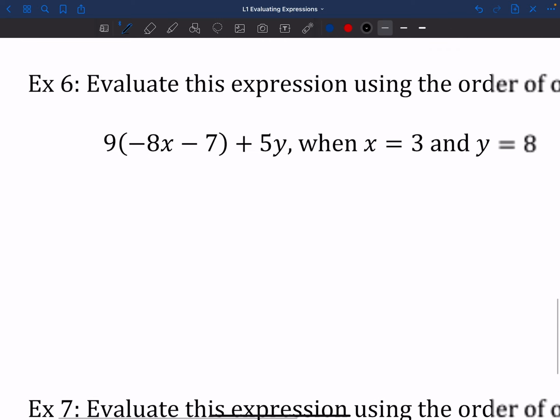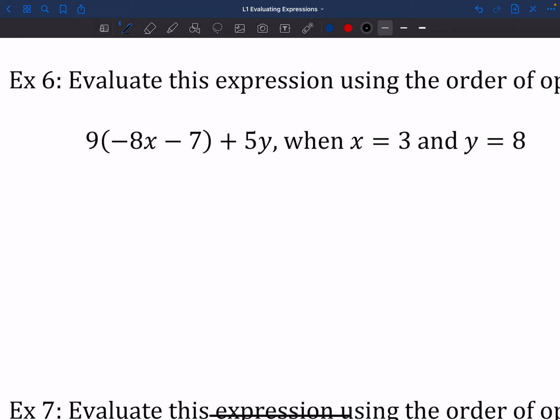Keeping on moving, what I'd like you to do is try this one out. Plug in these two variables: the x is equal to 3, the y is equal to 8, and then unpause when you think you got it, see if it matches what I did. If you want to use a calculator, perfectly fine. So hopefully you gave it a go.